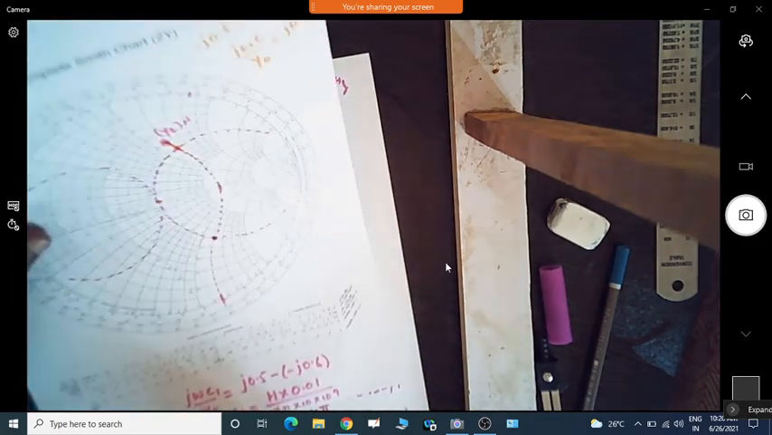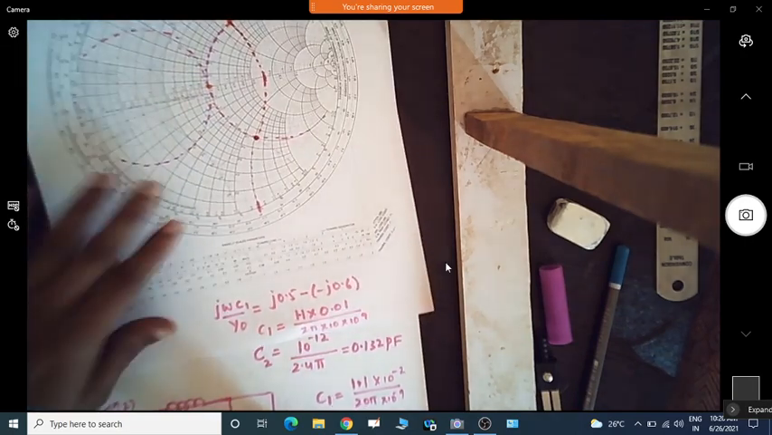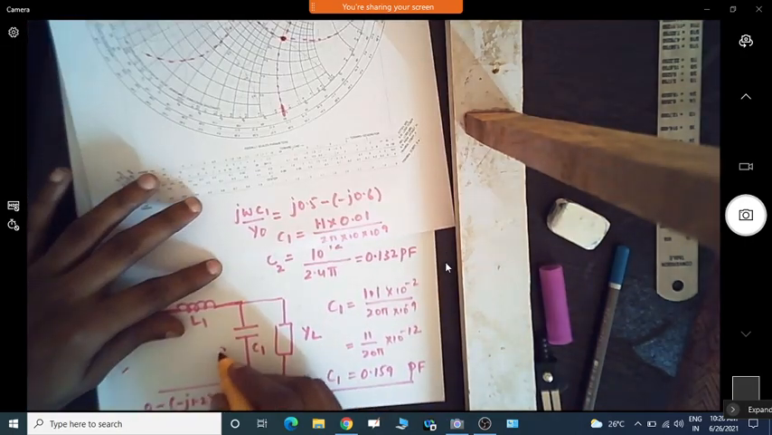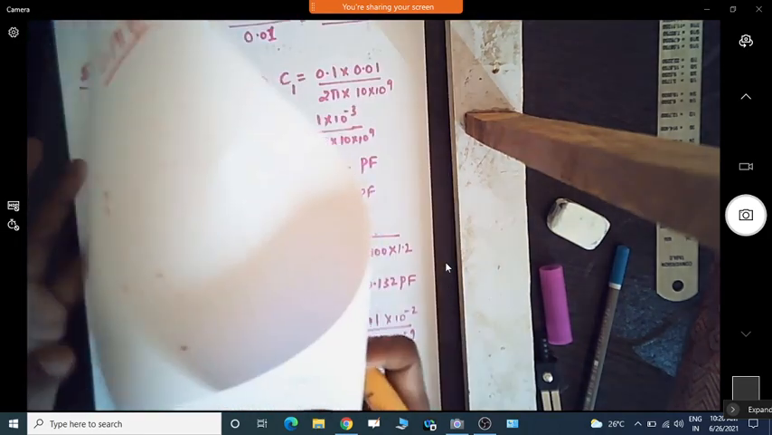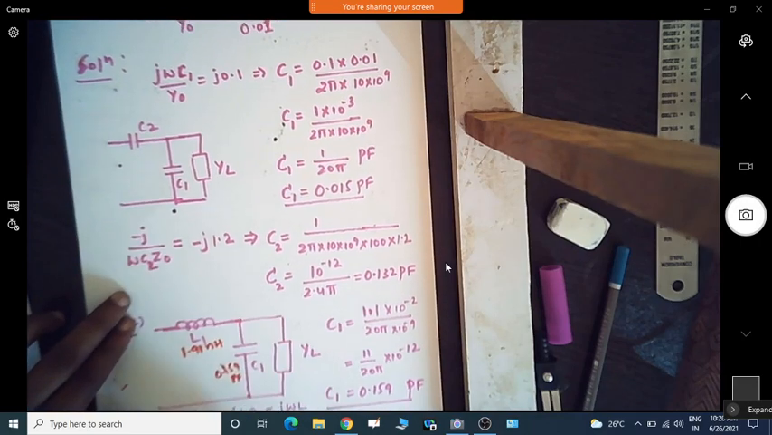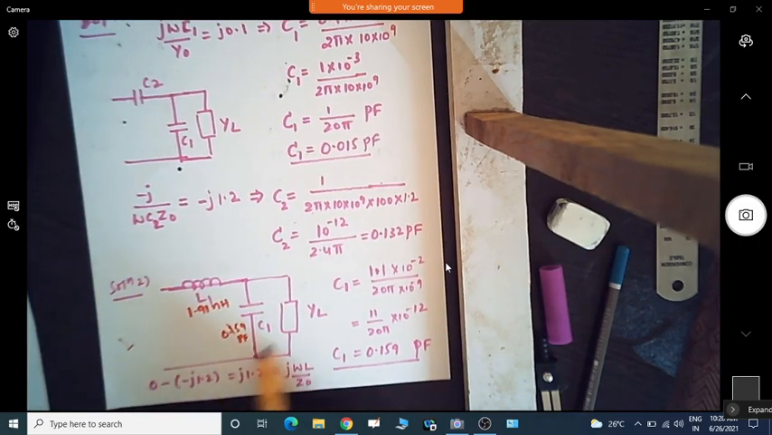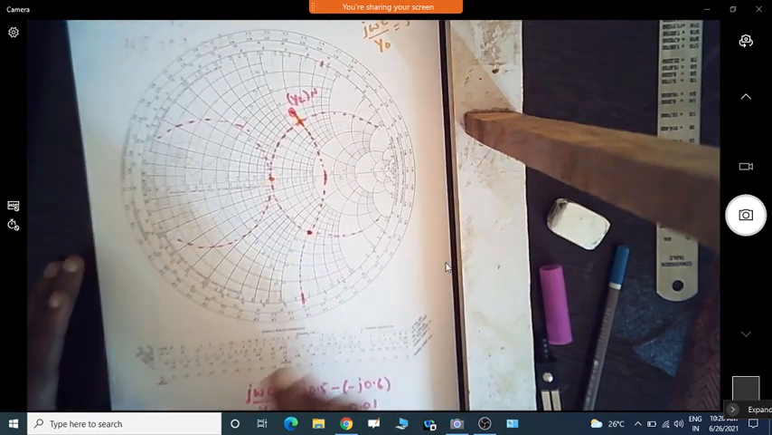So the capacitance value is 0.159 picofarad, and the value we have calculated is 1.91 nanohenry. This is solution 2. So the shunt capacitor and inductance L1. Now you can find out the other two solutions also.